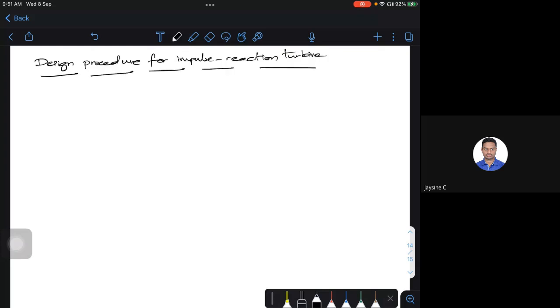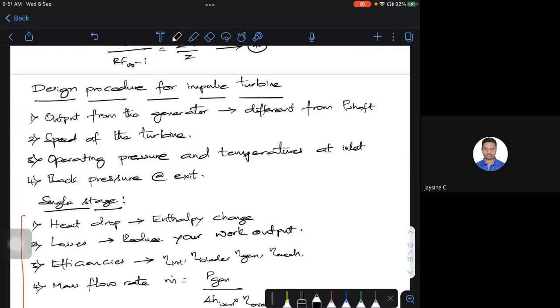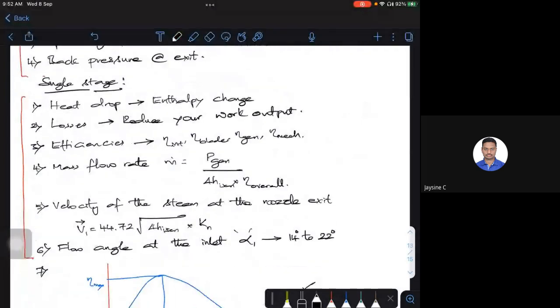Here, the first procedure is the same, the calculation procedure. These four things I told: output from the generator, speed of the turbine, operating pressure, back pressure. It is more generalized, and that is there whether designing for an impulse turbine or a reaction turbine. These four points remain same even for your reaction turbine. Other than this, an impulse reaction turbine never has single stages. It will always be multiple stages.